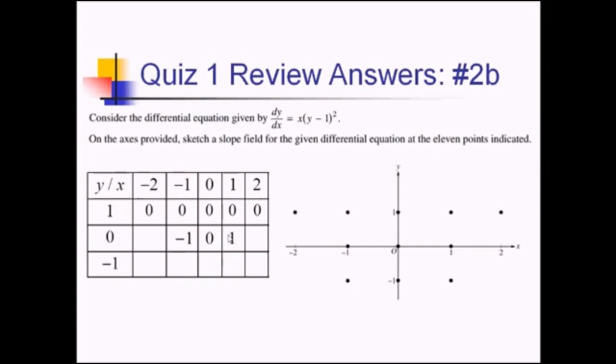Down to the last row, we have a y value of negative 1. That's negative 1 minus 1, which is negative 2. Squaring that, we have 4. So it's going to be whatever the x value is times 4. So negative 1 times 4 is negative 4. 0 times 4 is 0. 1 times 4 is 4.